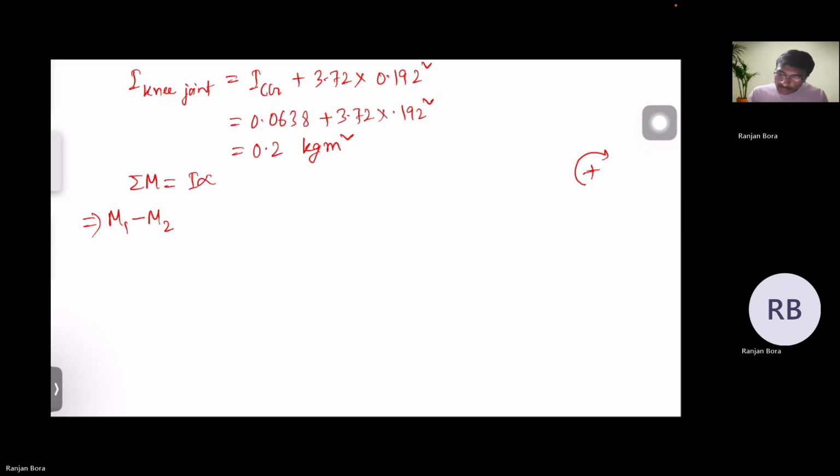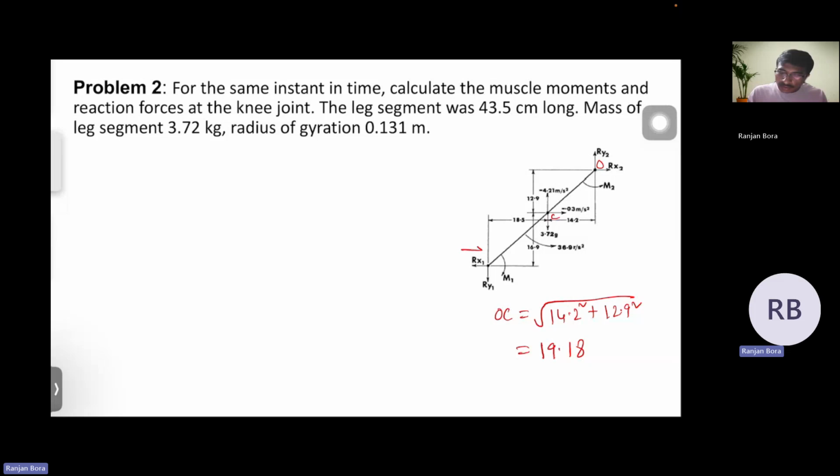Next, Rx1. Rx1 was in this direction. And Ry1 was in this direction. Okay, let me do it. That was Rx1. Rx1 was 155.15.